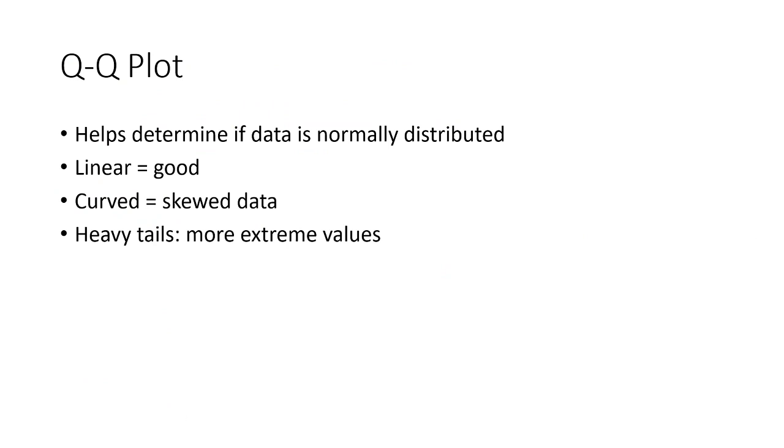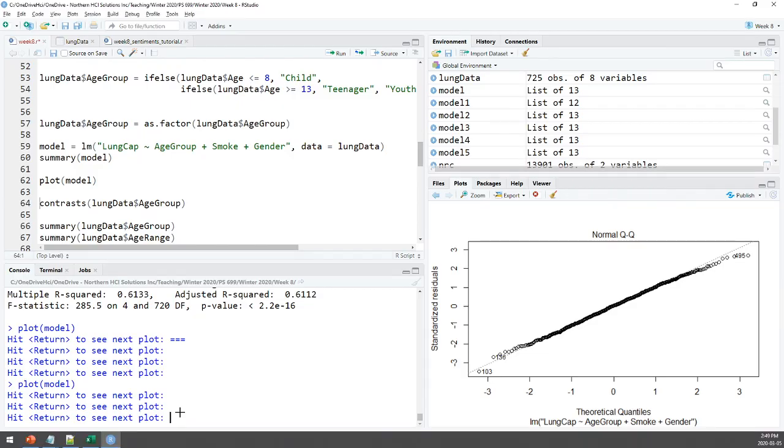If we've got heavy tails, so for example, a graph that looks like this, then that tells us we've got some extreme values that are influencing the model. So your QQ plot is handy to tell you, is your data normally distributed? So that's your second diagnostic plot.